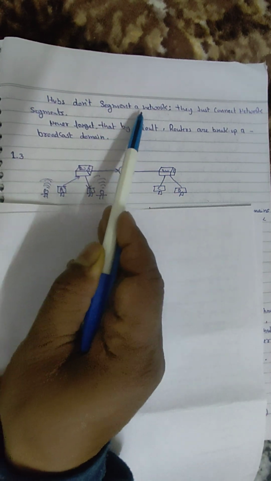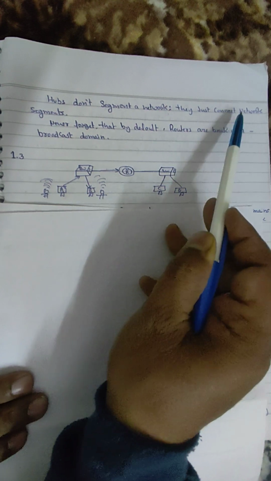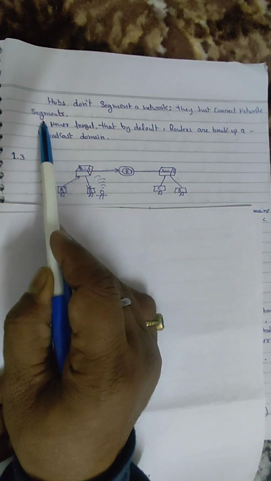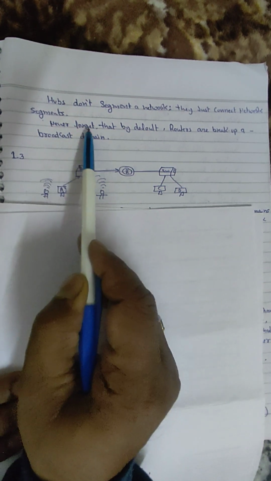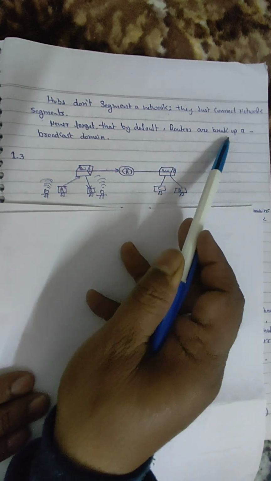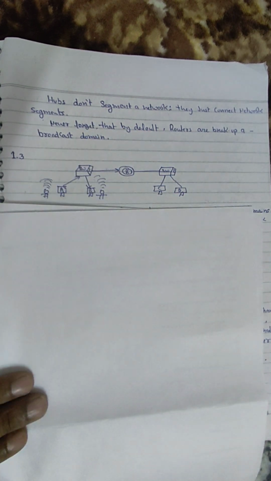Hubs don't segment a network. They just connect network segments. Never forget that by default routers break up a broadcast domain.